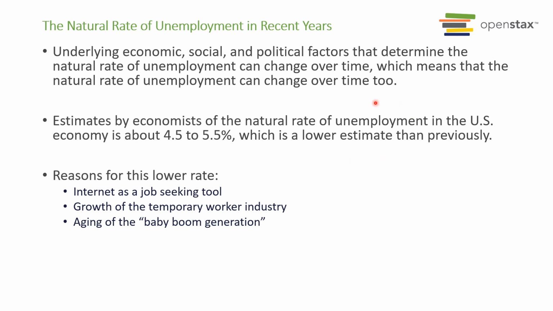And more issues, again, to follow up on the last couple of slides about things that could impact the natural rate of unemployment. So in more recent years, we can have changes in social, economic, and political factors, which also lead to changes in the natural rate of unemployment as these things change over time. So, again, the natural rate of unemployment, 4.5 to 5.5%, has been a little bit lower than previously estimated back in the 80s, even in some cases the 90s.